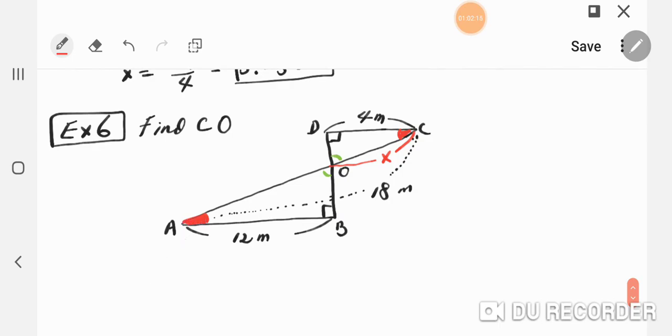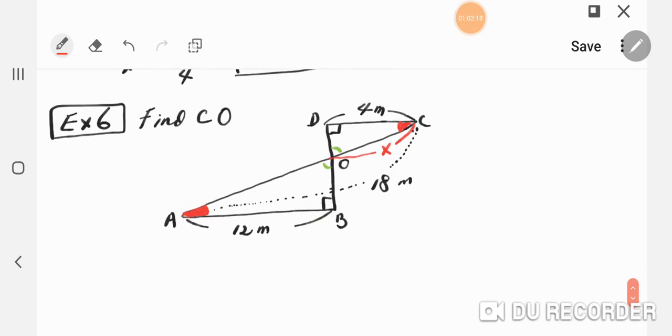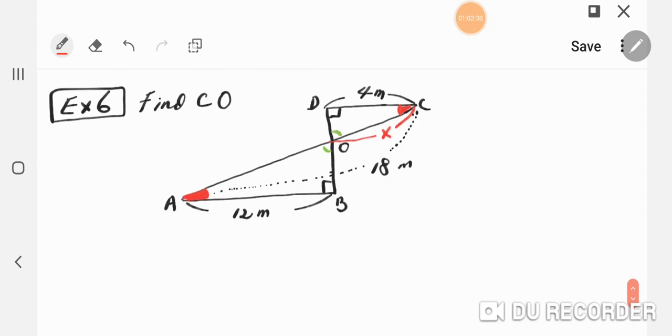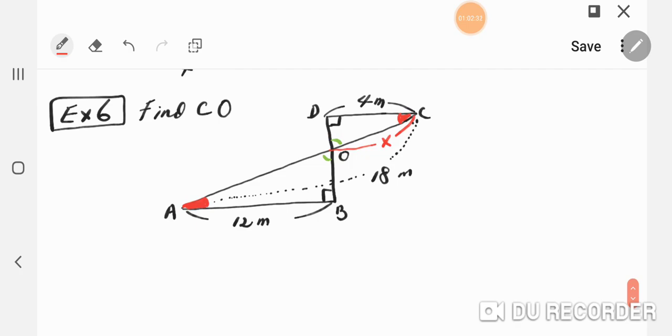The angles are the same, and one is 90 degrees, and the green angle and red angle are the same. So the only difference is the shape, one is smaller, one is larger. So these two triangles are similar, so we can use a proportion to find x.